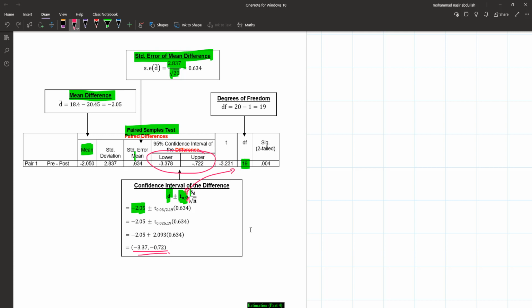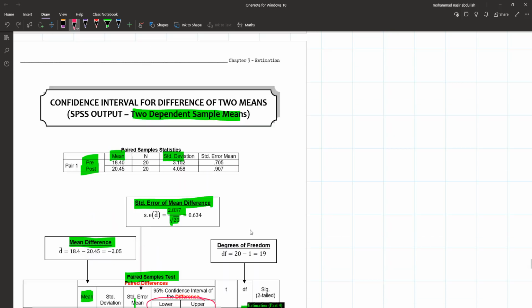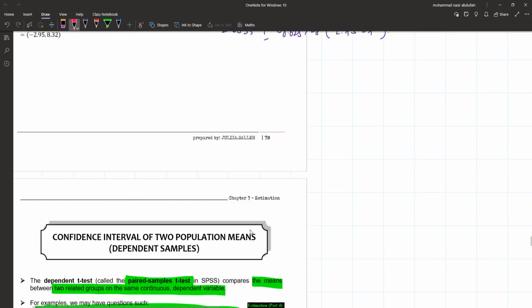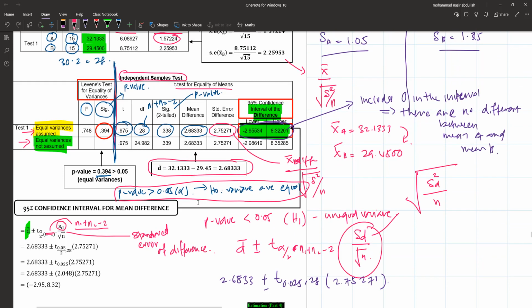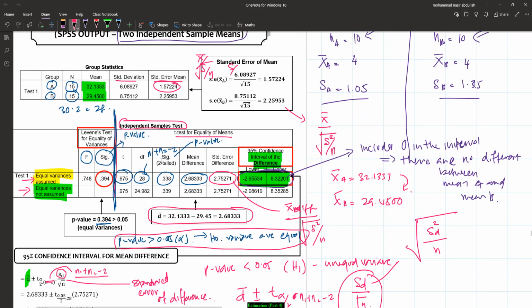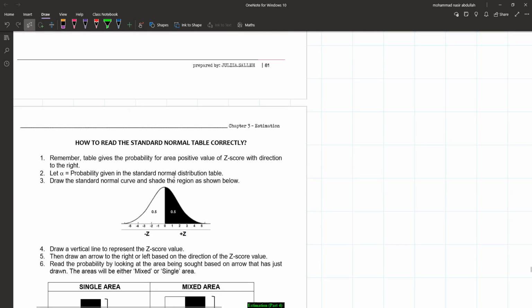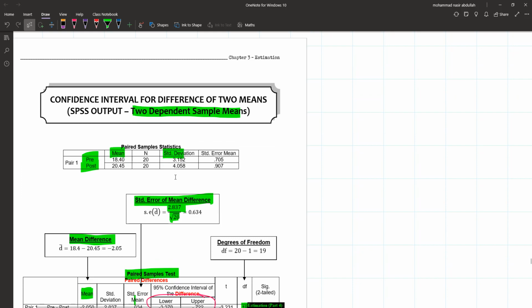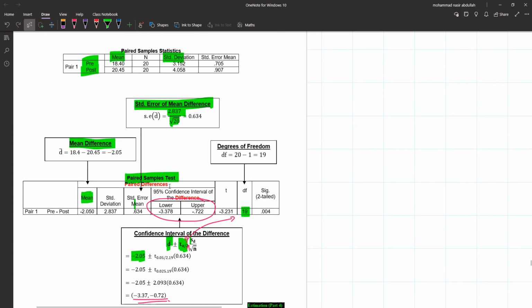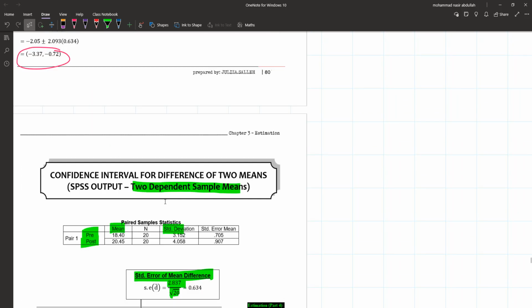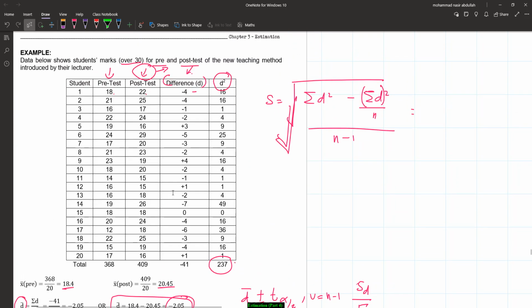The degree of freedom is 20 minus 1. Remember, for the dependent sample t-test, minus 1. For the independent sample t-test, it is n1 plus n2, minus 2. So this is how the SPSS output is presented.